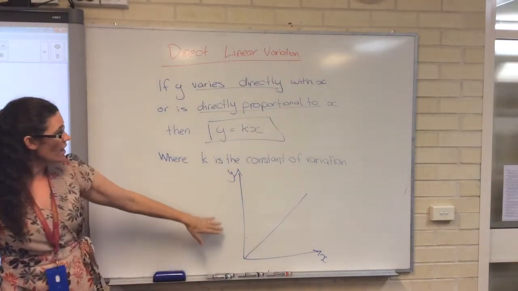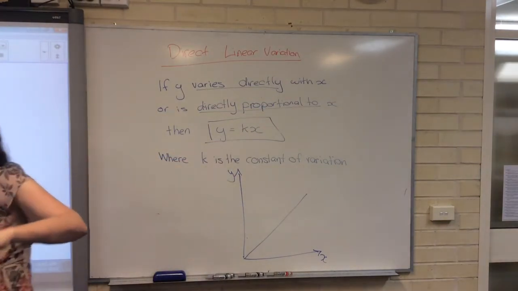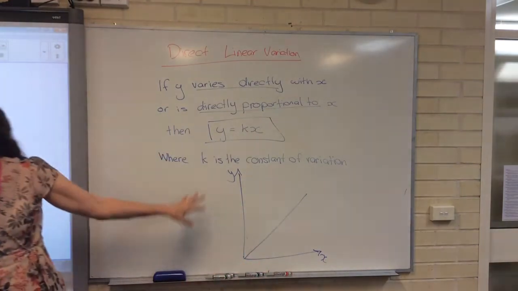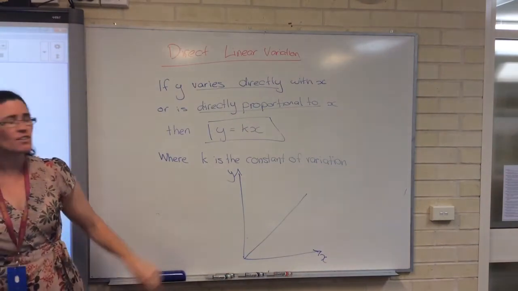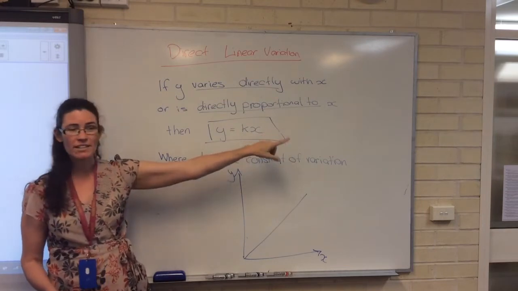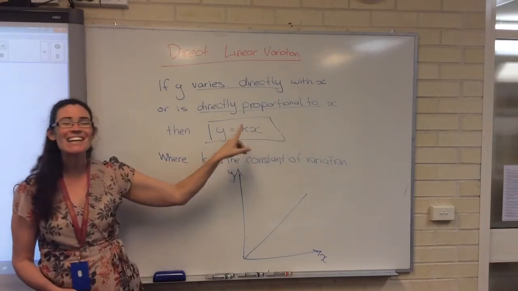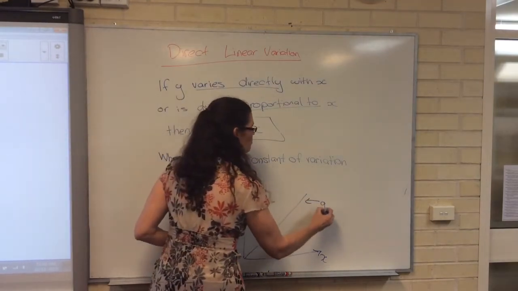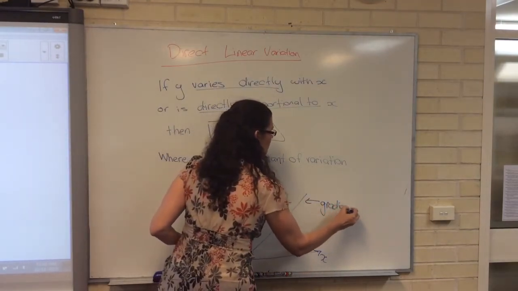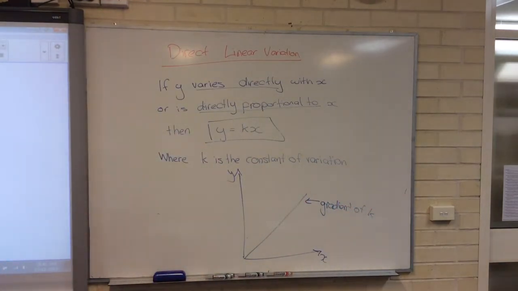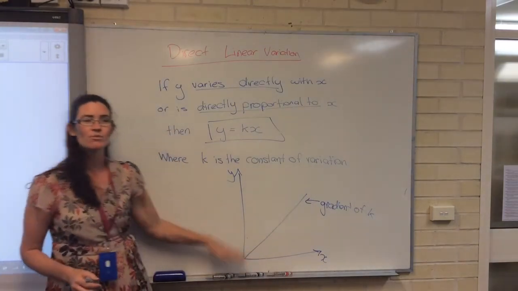Where's b? Where's m and where's k? K is what in this picture? So think about the straight line, y equals mx plus b. B was our y-intercept. Oh, the gradient. Well done. K is the gradient of this line. So this line will have a gradient of k. Now, if they are directly proportional to each other, if I double x, I will double y.